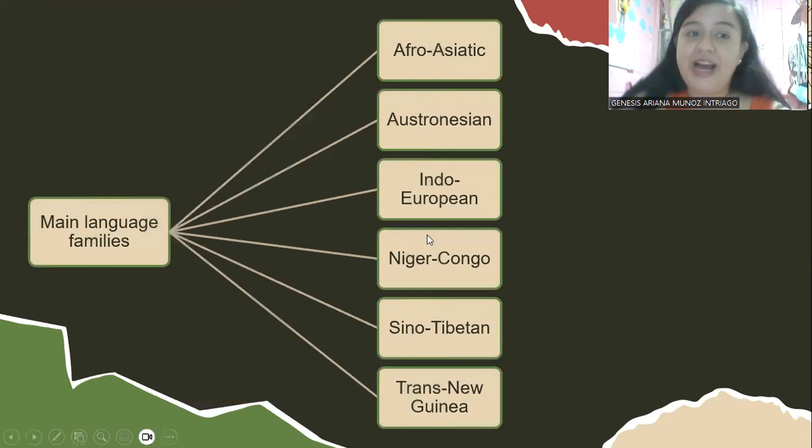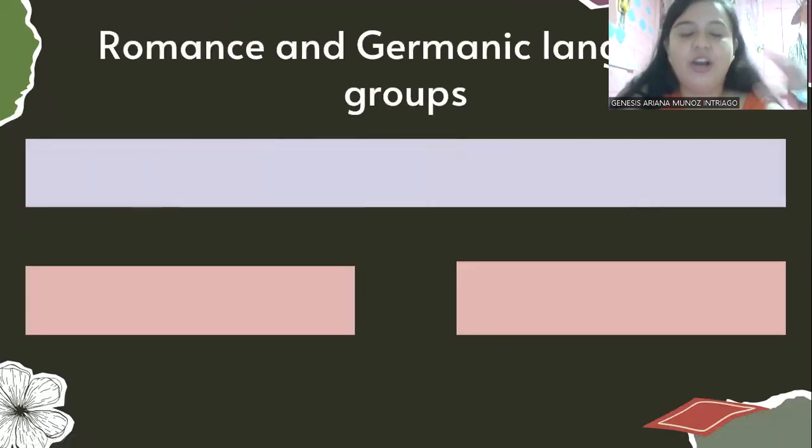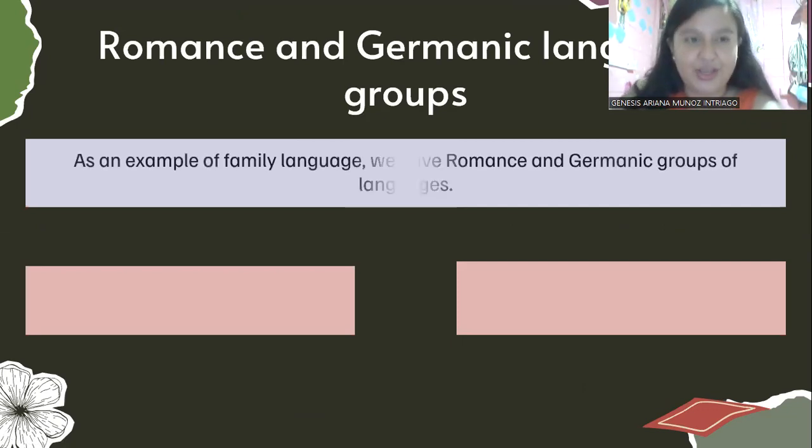Okay, then we have examples of main language families. We have Afroasiatic, Austronesian, Indo-European, Niger-Congo, Sino-Tibetan, and Trans-New Guinea. These are examples of language families. Okay, then we have another example of language families. We have Romance and Germanic language groups, okay?